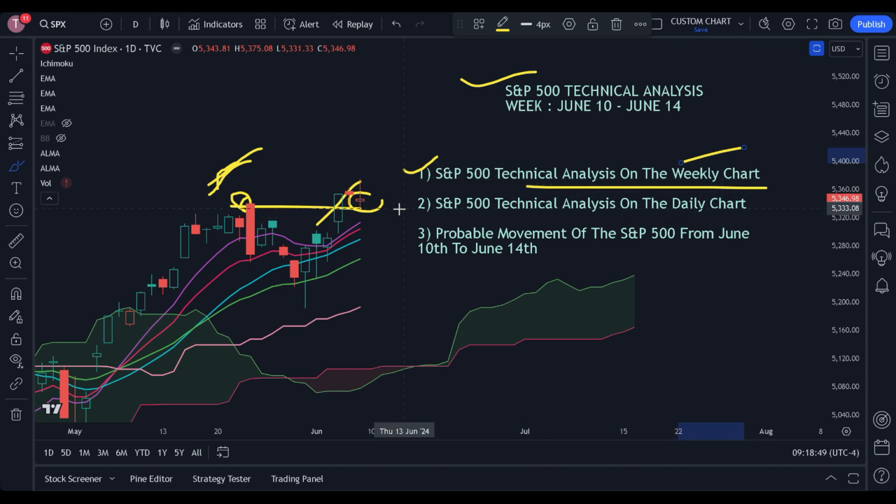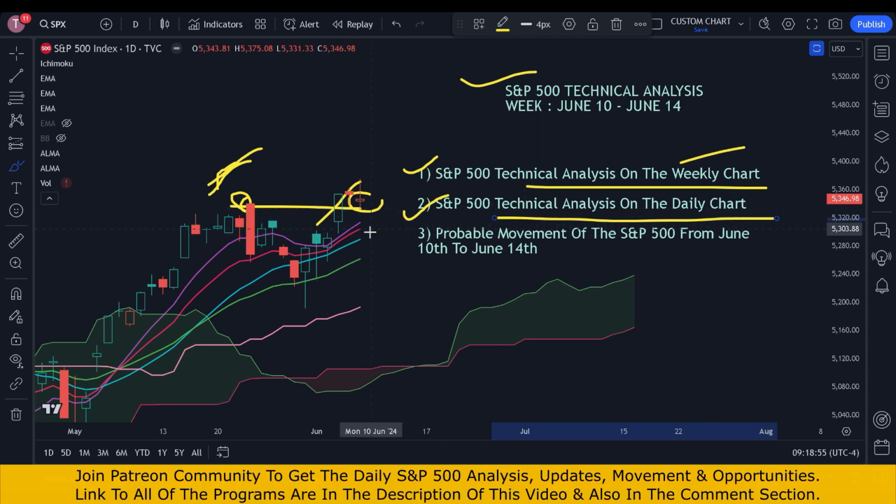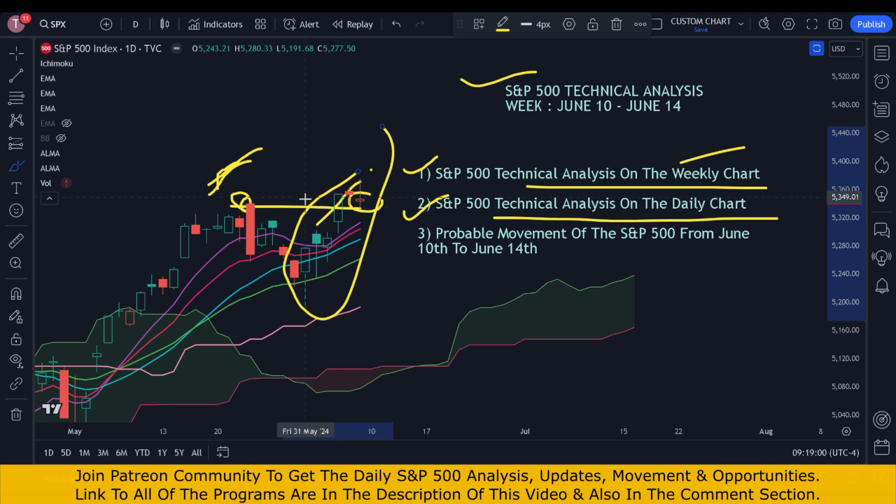The second point of the agenda is the S&P 500 technical analysis on the daily chart. On the daily chart the picture is very clear because the S&P 500 has regained its absolute bullish trend. Secondly, the final closing on Friday was above the recent high. So the situation has changed, and this means that now any bearish side movement is expected to be limited to the moving averages themselves.